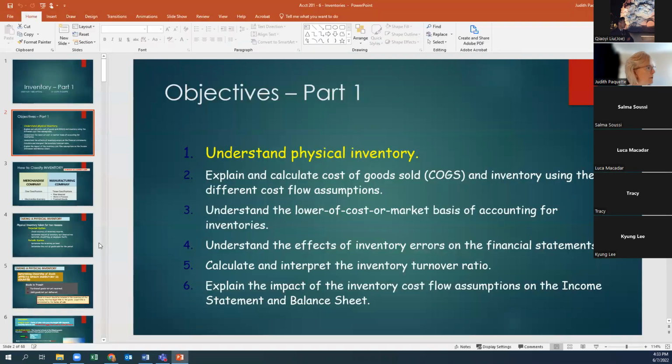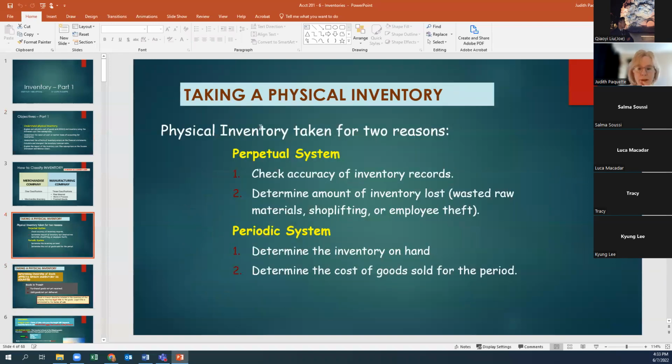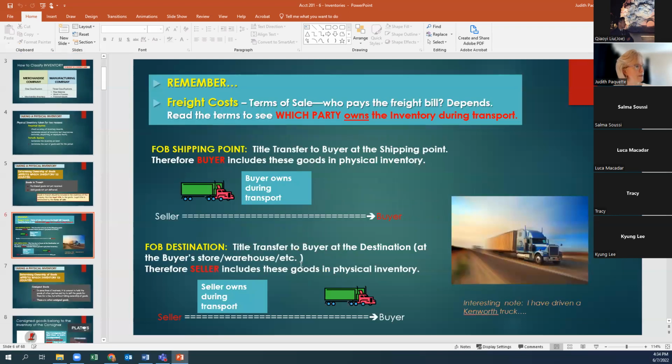All right, so real quick, just so you remember, the perpetual and periodic systems are both required to take physical inventory. With the periodic system, you have to take physical inventory so you can calculate cost of goods sold. With the perpetual, the system is constantly tracking inventory, but you have to confirm that that's the right balance. So what's in the computer, you always have to check once or twice a year. And then how do you take a physical inventory?